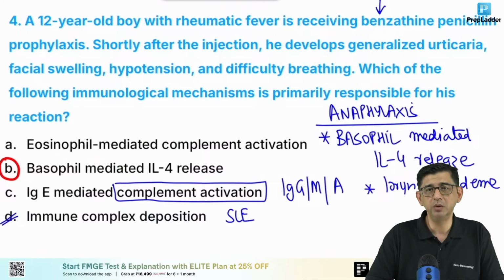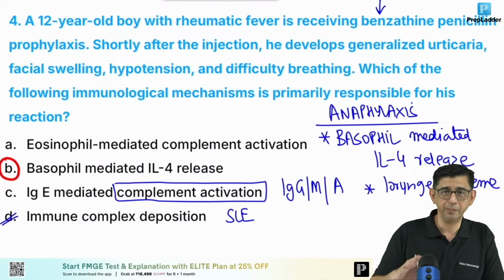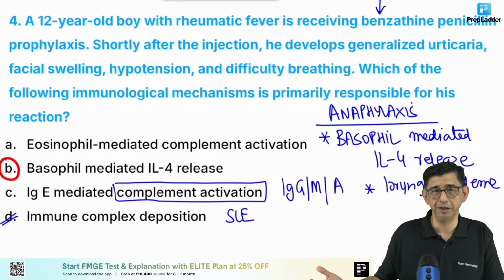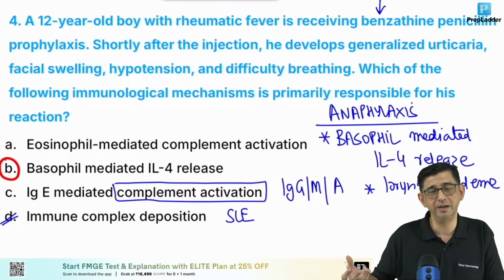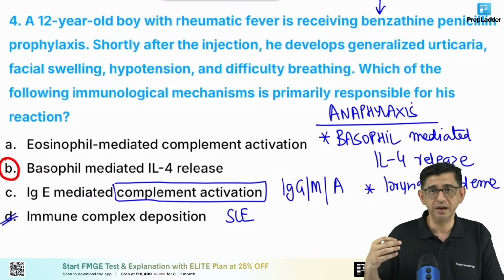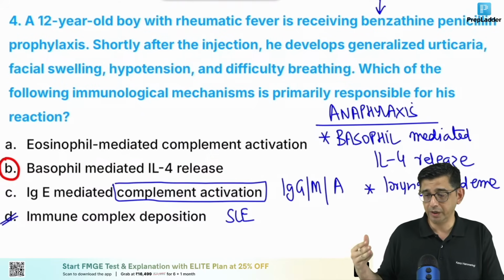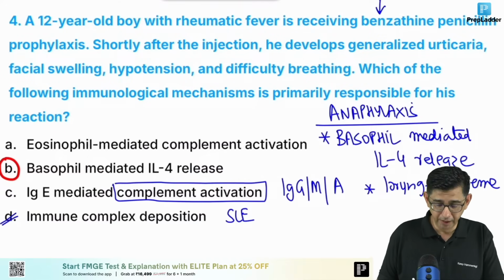Now, I'll not get into the treatment of that today because we have separate days for that when we'll talk about the treatment part. But for today, the pathogenesis of anaphylaxis, as I said, is like the baap of allergy, right? That super aggressive allergic reaction that might cost a patient his life, and that is why it's basophil mediated interleukin-4 release. So we are sorted for this question number 4, guys, and do check out your notes once again.